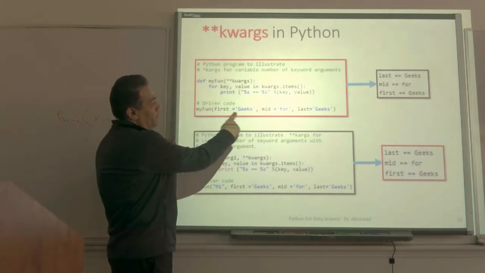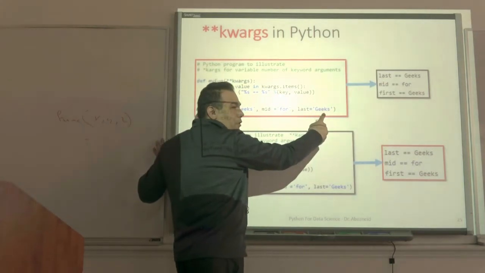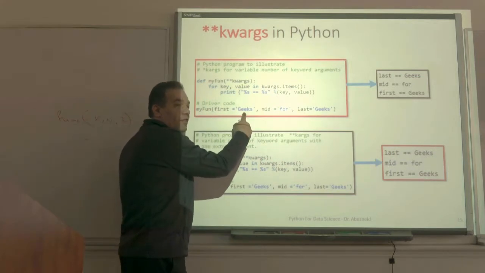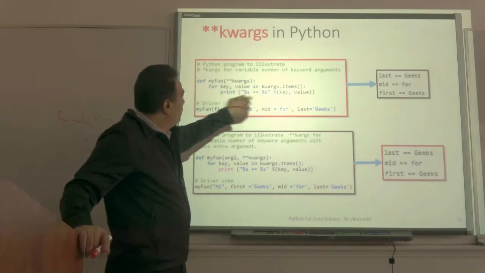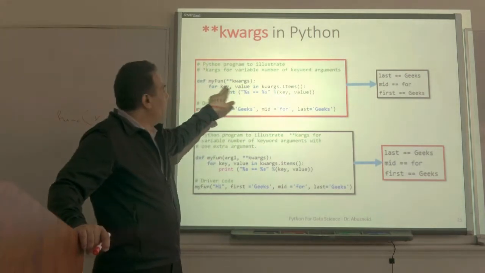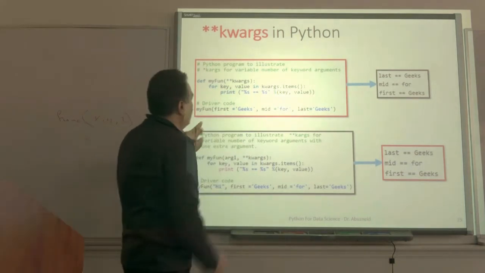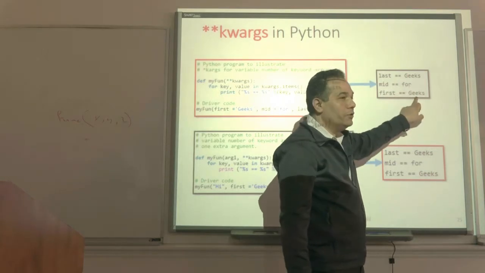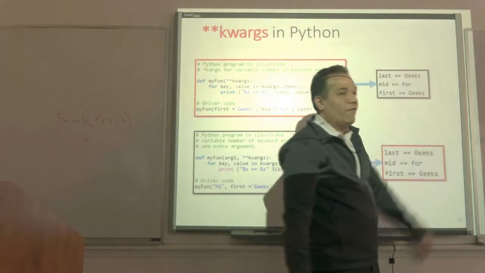So my fun first equals geeks, mid equals four, last equals geeks. So first is what? The key, geeks is the value, same applies. So in here what I'm doing, for the keywords dot items, it will return the key and the value, and then I'm printing the key and the value. So when I execute this, it will print last equals geeks, mid equals four, first equals geeks. What are these? Keys. What are these? Values.